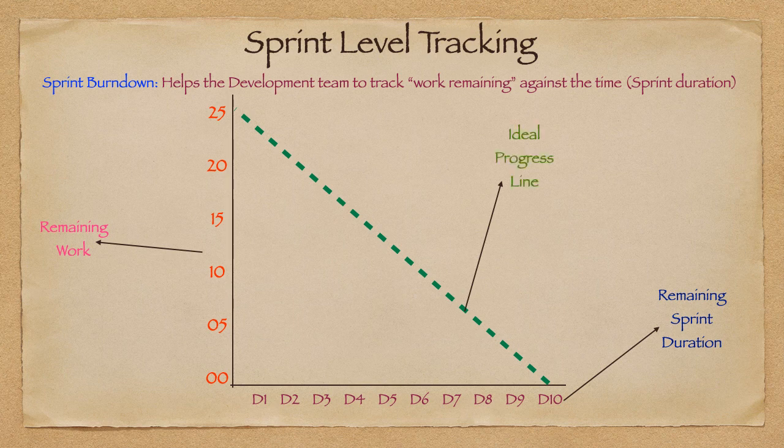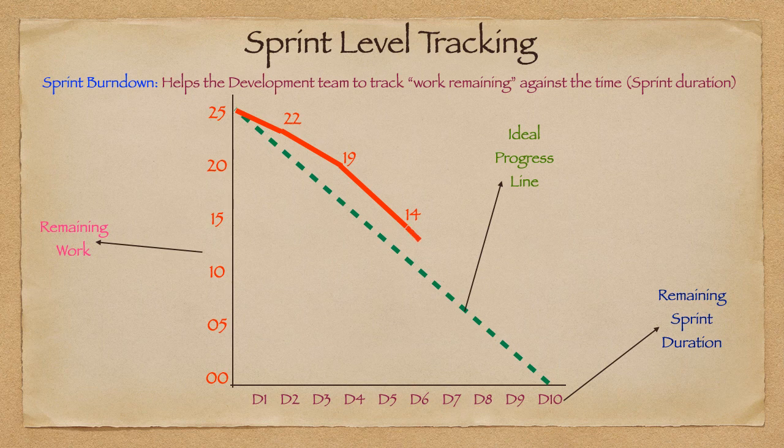So let's say the work has begun. Now the team has selected the first item, completed on day 2, which is worth 3 story points. So the work remaining at the end of day 2 is 25 minus 3, which is 22. And they started working on the second item. Let's say the second item is completed on day 4, which is again 3 points. So work remaining at the end of day 4 is 22 minus 3, 19. On day 6 they completed another item worth 5 points. So 19 minus 5 is 14.